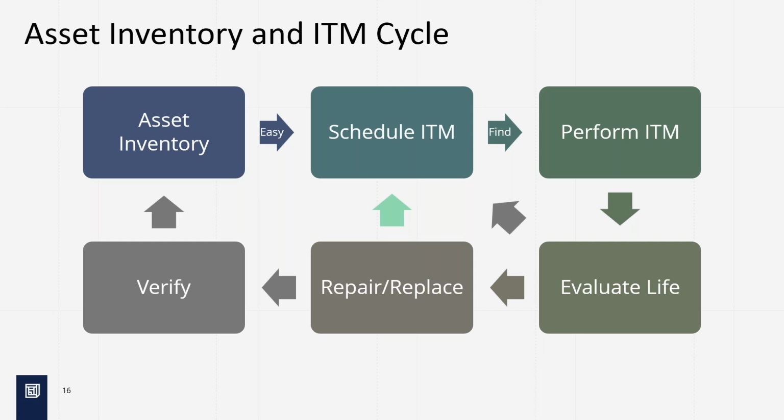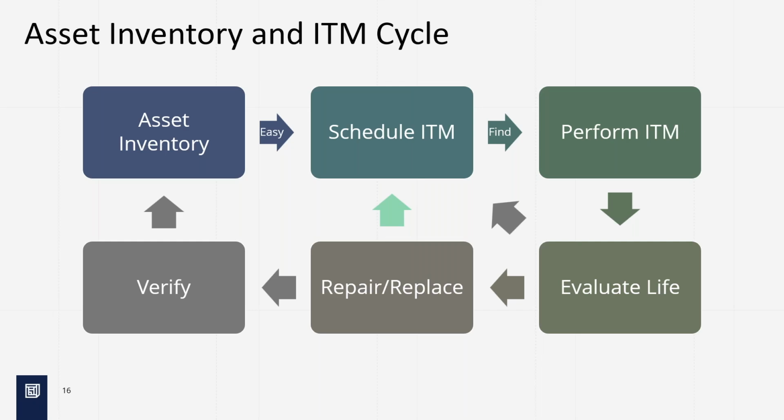So you perform the ITM. We recommend doing other things as part of that. If the equipment's old or outdated, do you check conditions or things along those lines? Evaluating the life. Maybe if it's older, you need to perform PMs more often on that piece of equipment. So you can go different directions. The further you go down the path, the more different directions you can go. So you're evaluating the life of the equipment. Then if it's broken or not functioning, you're either repairing or replacing that equipment.